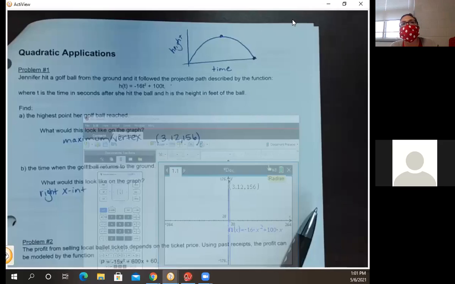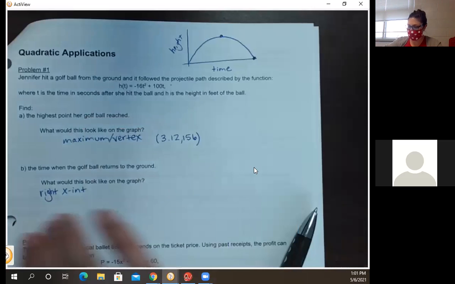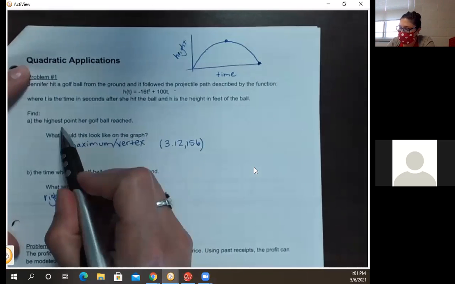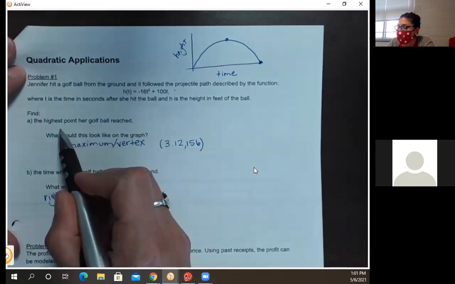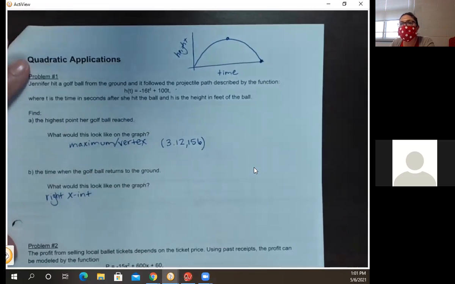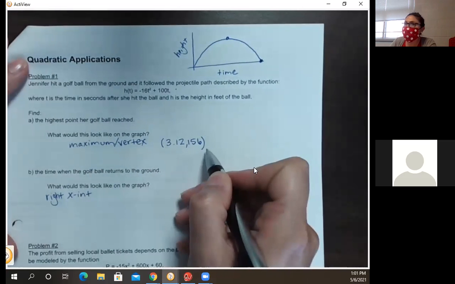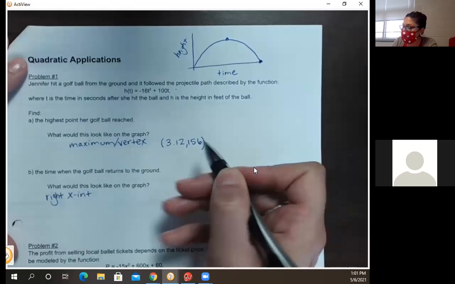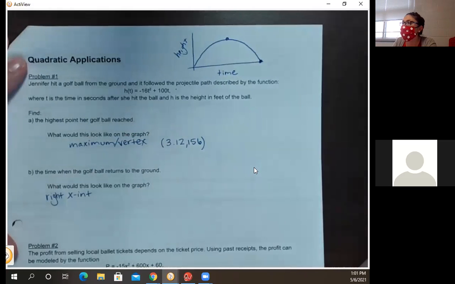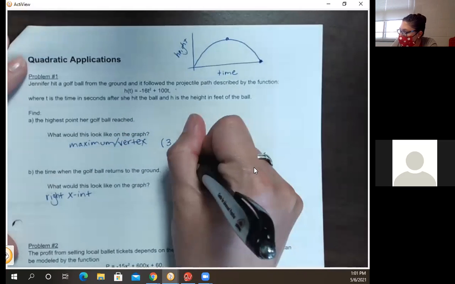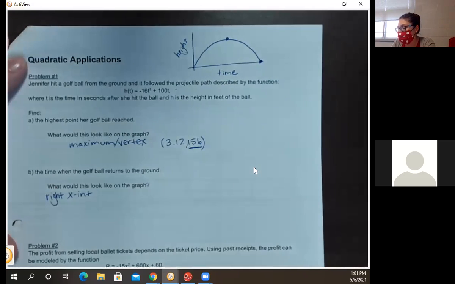Okay, and then I'm going to put my calculator away for just a second. Now, question A says, what's the highest point that the golf ball reached? So how high did the golf ball get? That's the question I want to answer. This ordered pair is not the answer to that question. I'm asking about height. I want to know what that maximum height was. So I want to just give that height portion.